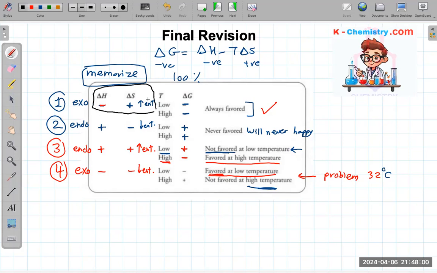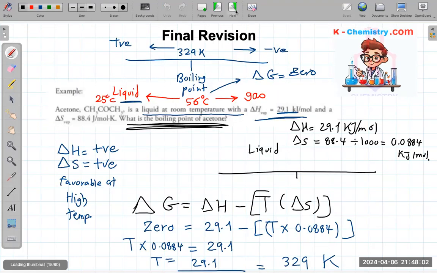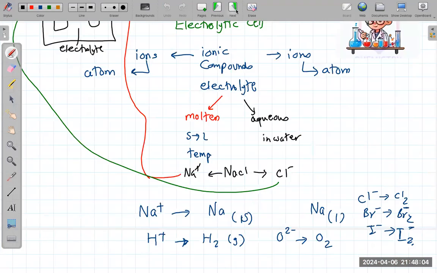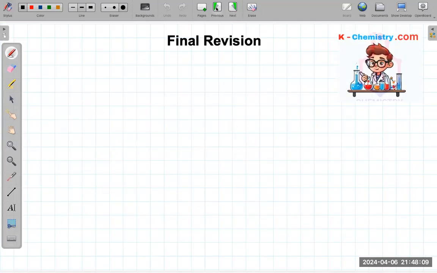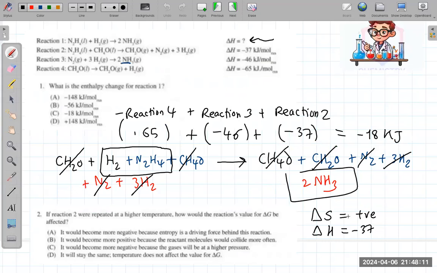Delta S is positive and delta H is negative. This is our case, right? Delta H is negative and delta S is positive, so it will always be favored. This means that it is favored all the time, so delta G will always be a negative value. So I can choose the answer that it would become more negative, because entropy is the driving force behind this reaction.